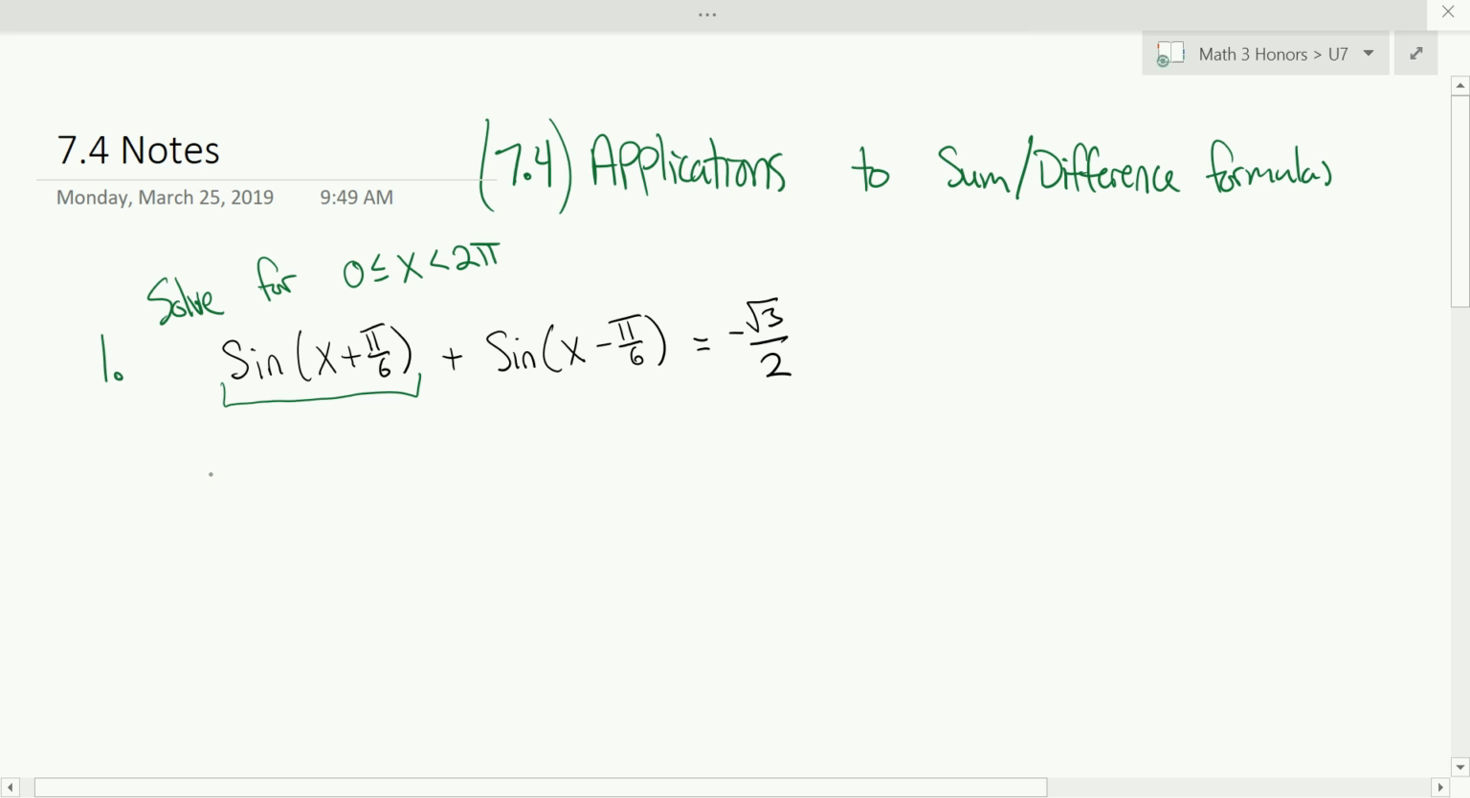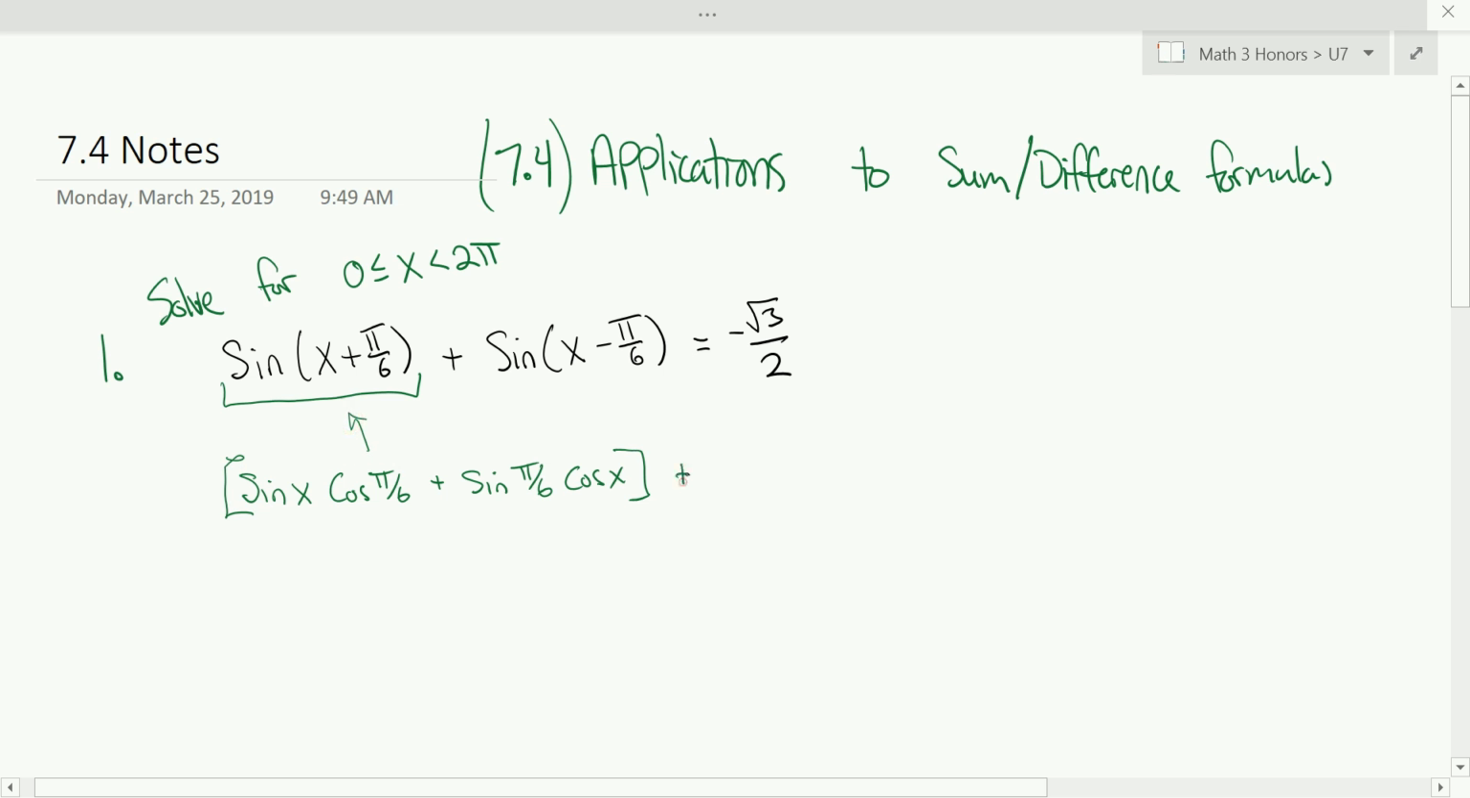This is where you want to pull that formula out. Where am I looking? Sum and difference formulas on the left side, kind of midway down. So sine of what? Sine of x times cosine pi over 6. Is that it? Plus sine of pi over 6 times cosine of x. So that right there is equal to the first one.